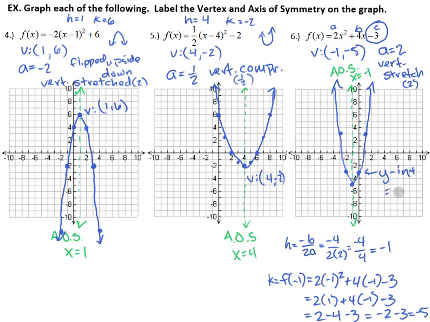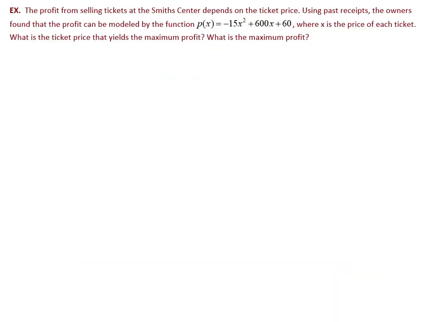Equals negative 3, not positive 3. So in standard form, the constant at the end does give your y-intercept, a little extra part to help make sure our graphs are correct.